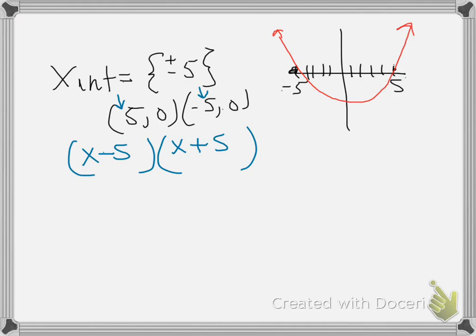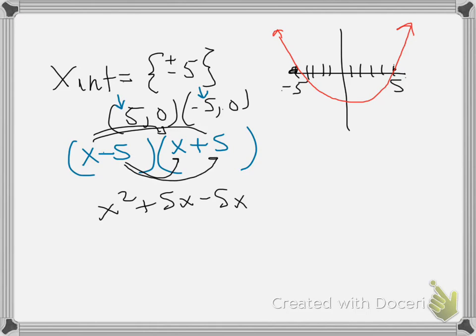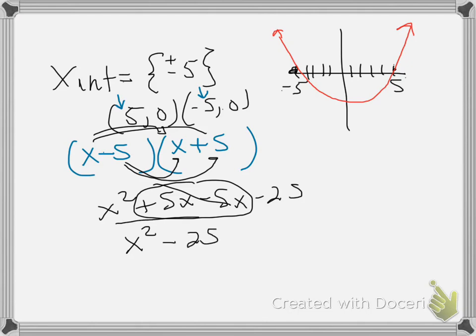Now, we're going to distribute, just like we did before. X times x is x squared. X times a negative 5, plus 5, is plus 5x. Negative 5 times x is a negative 5x. Negative 5 times 5 is negative 25. The two guys in the middle, plus 5x minus 5x, are the same. They're a zero pair, so they cancel each other out, so we have no x's. So we have x squared minus 25, and this is our quadratic equation.